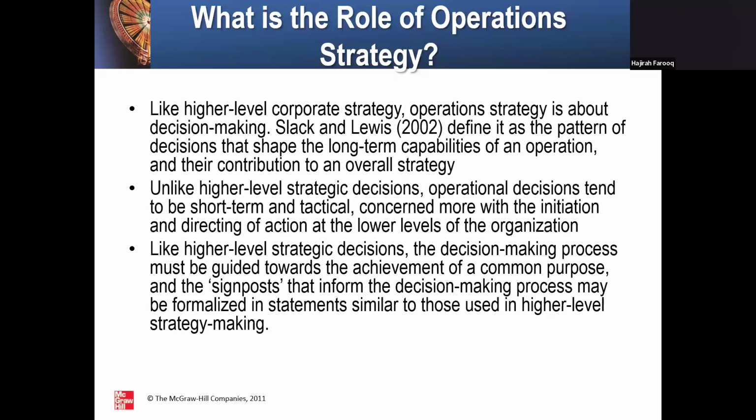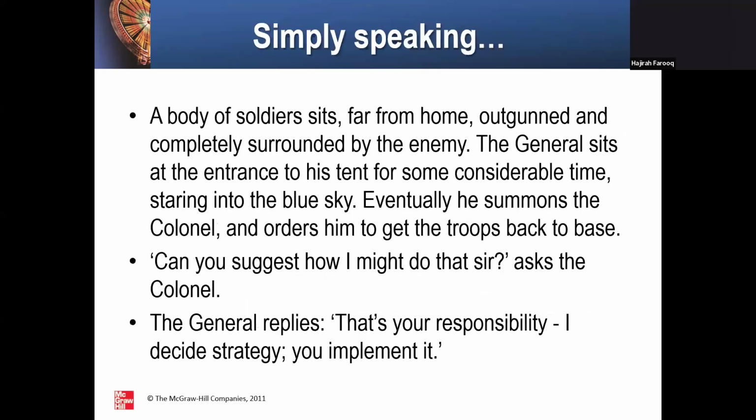Operation strategy is also about decision making, as discussed by Slack and Lewis in 2002. It is defined as the pattern of decisions that shape the long-term capabilities of an operation and their contribution to an overall strategy. Simply speaking, for example, there's a body of soldiers that sits far from home, outgunned and completely surrounded by the enemy.